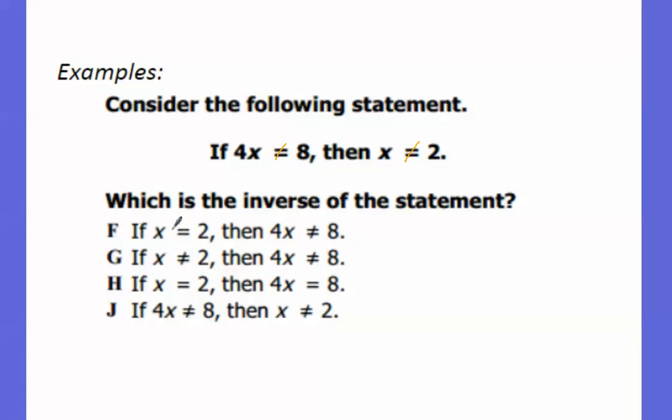The first one, option F, is if x equals 2, then 4x is not equal to 8. Notice that these parts are reversed and this is changed. So this isn't actually any of our statements. If x does not equal 2, then 4x does not equal 8. Well, these are both negated, but notice that the second statement and the first statement are reversed. This would be a contrapositive.